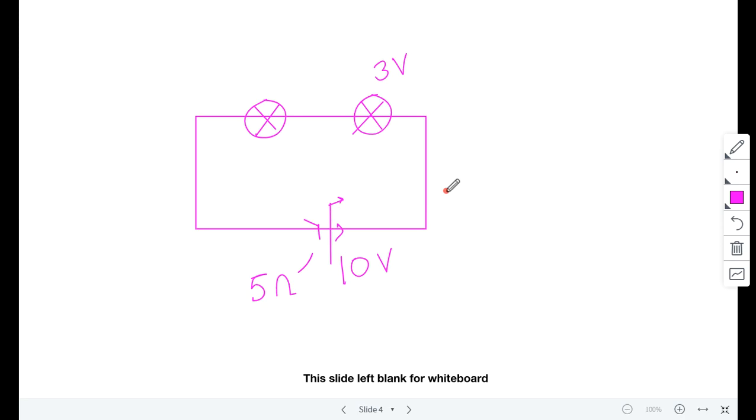So what's the question, or are you still writing it? Okay, I've completed the question. The question given is that there is a battery that gives 10 volts of potential difference, and the total resistance of this circuit is 5 ohms. So 10 volts is the total voltage, and this is the total resistance. The potential drop across this component is 3 volts, and they are connected in series. You have to calculate R1 and R2.